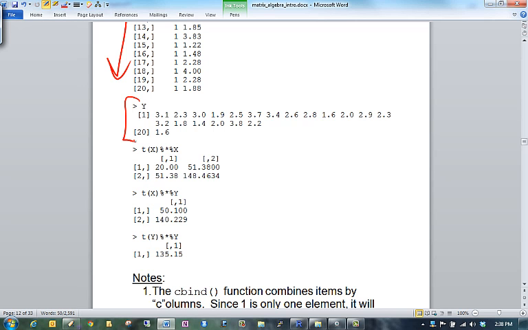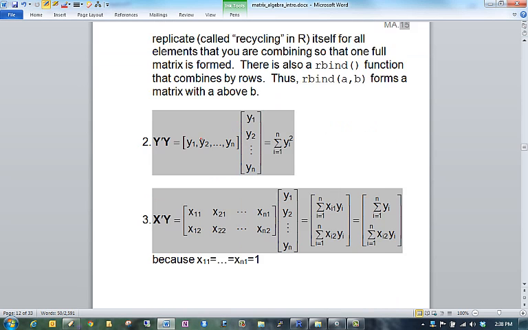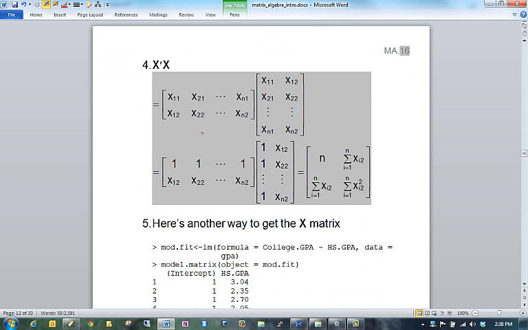So let's take the transpose of X times X. So X prime times X. And this is what I get. So notice I only have 20 here. Well, remember, our sample size was 20. Why do I end up having the sample size there? Let's take a look at how the matrix multiplication is actually done. This is on page 16. So X transpose times X. This is what it looks like.